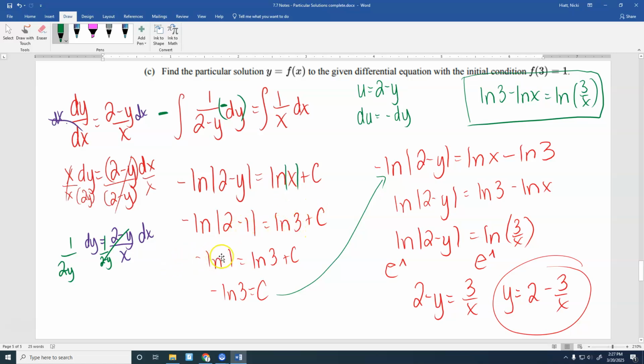You get negative natural log of 1 equals natural log of 3 plus c. What is natural log of 1? It is 0. So this right here is 0. And then the natural log of 3 gets moved to the other side. So you get negative natural log of 3. So if you put that back in for your c, now we've got negative natural log of 2 minus y equals natural log of x minus natural log of 3.